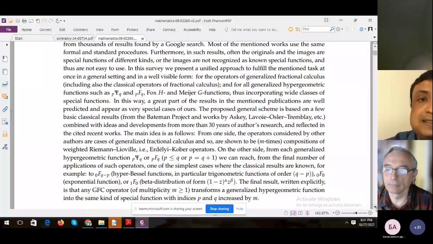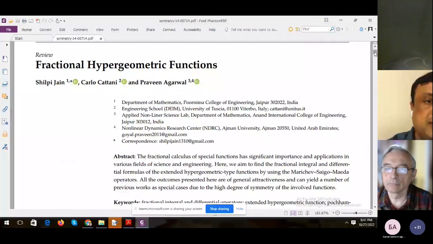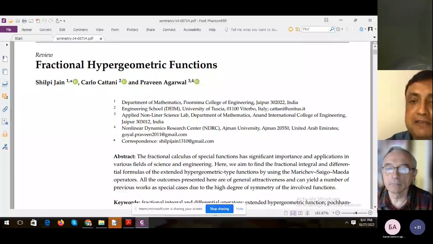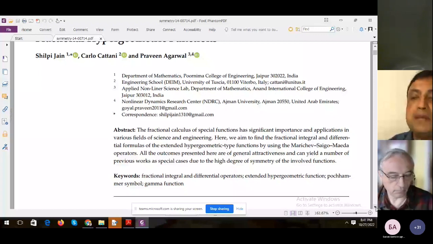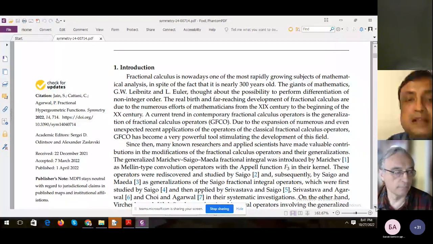Now you can see that in my recently published paper, in which I have used the fractional hypergeometric functions. It is my joint review paper, which was published recently in 2022, in which I have clearly mentioned that the fractional calculus of a special function has significant importance and application in various fields of science and engineering. We aim to find the fractional integral and differential formulas of the extended hypergeometric type function by using the Marichev-Saigo-Maeda operators. In this paper, we have mentioned clearly the importance of the fractional calculus.